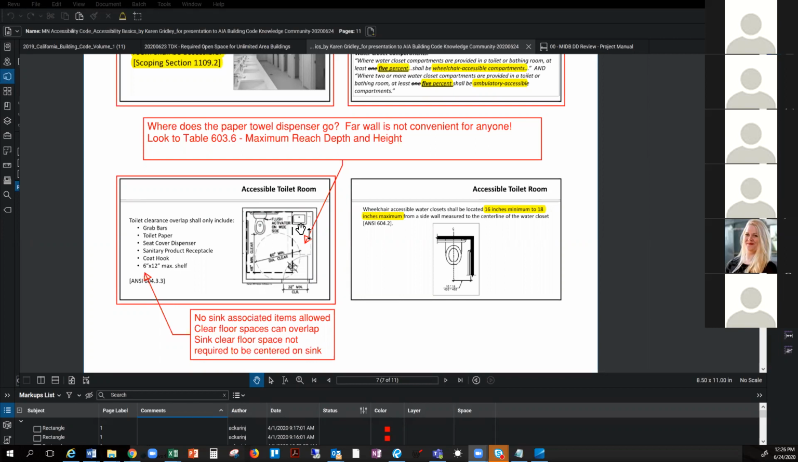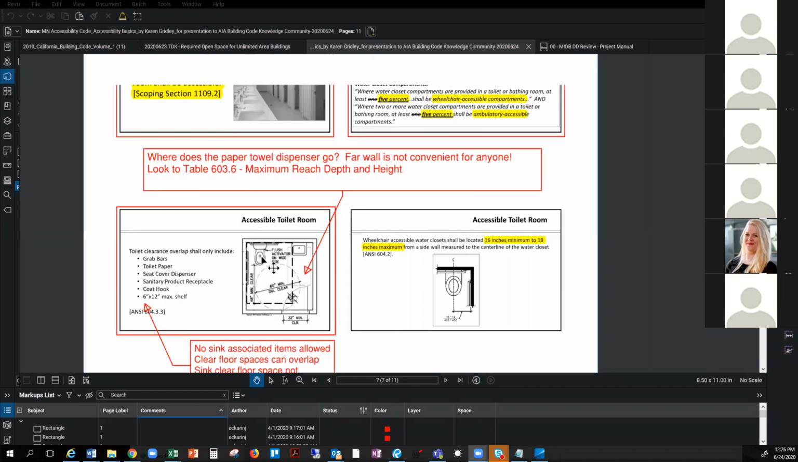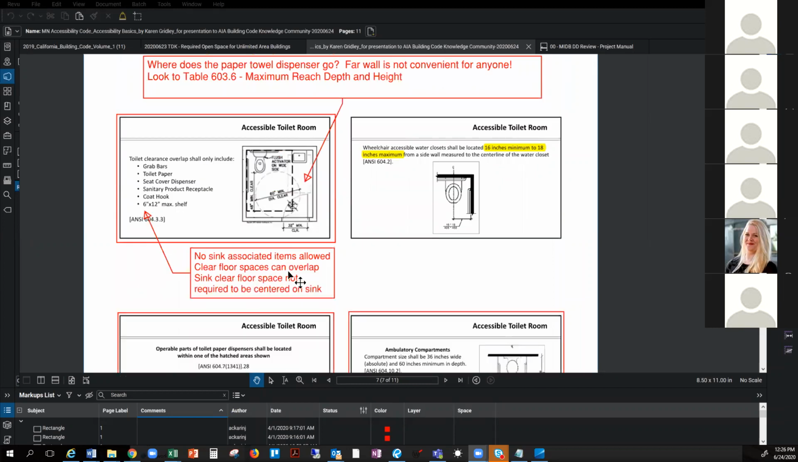And she does bring up here as well, clear floor spaces can overlap, and the sink clear floor space is not required to be centered on the sink. So it can be an offset. It doesn't have to be directly centered on it, which then would give you some latitude as far as how your paper towel cabinets and so forth, dispensers are being placed.